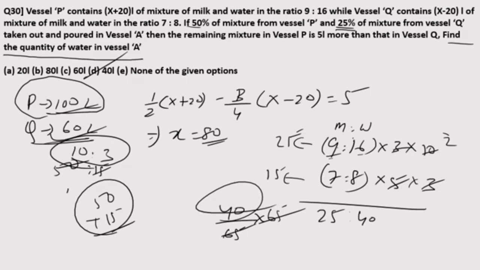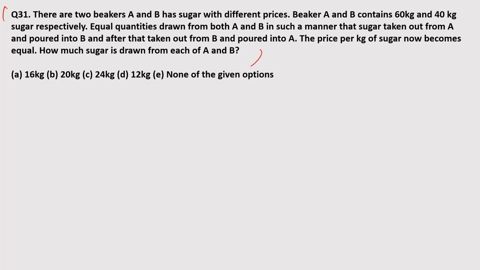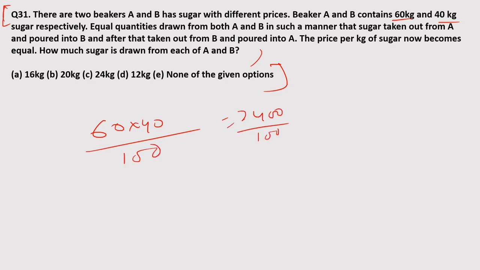I hope it is clear. So thank you so much for watching. This is based on weighted average. Weighted average I will be teaching you separately. But this is a special kind of question. You will see this kind of questions in many exams. The direct formula is simply 60 into 40, then AB by A plus B. 60 into 40 divided by 60 plus 40 is 100. Right, so this is 2400 by 100. This is 24. Okay, let's move to the next question.